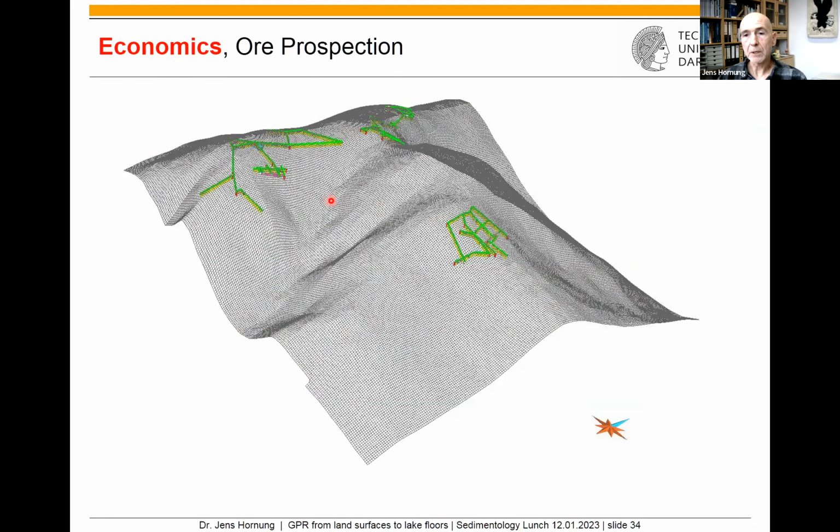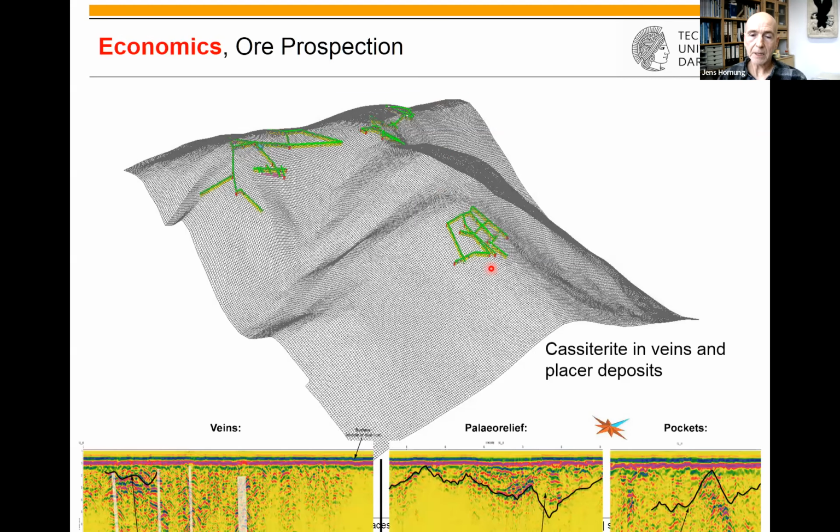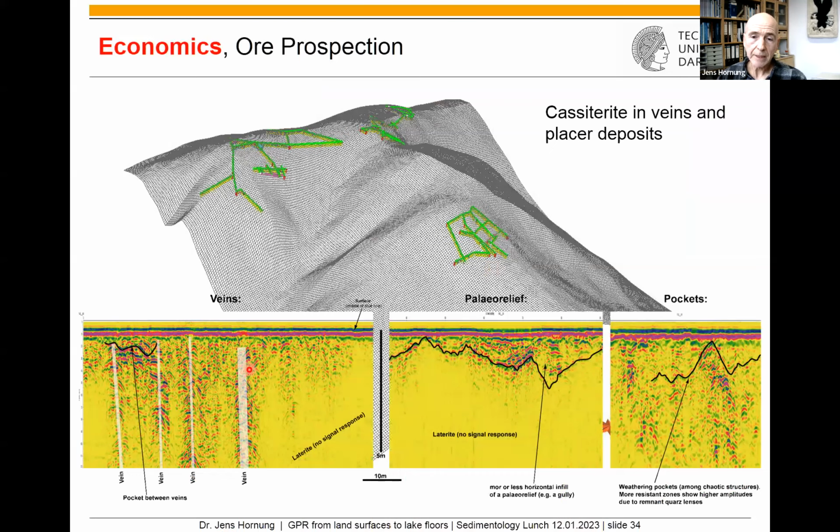And you also can go on the surface, on the hill where the mine is located, and do your GPR survey, your grid, for example, here. And this is the result. The cassiterite is in veins, and around the veins there is laterite. And GPR does not work well in laterite because it has a high conductivity. High conductivity kills the radar signal. So we have large no-signal areas, but we are not interested in laterite.